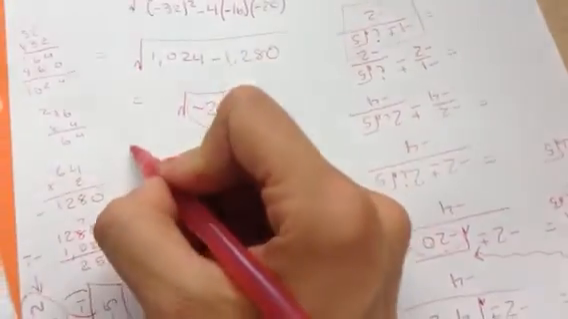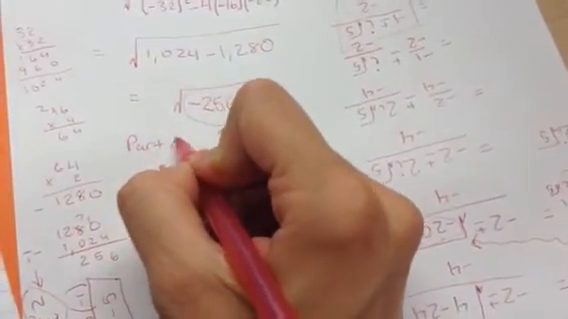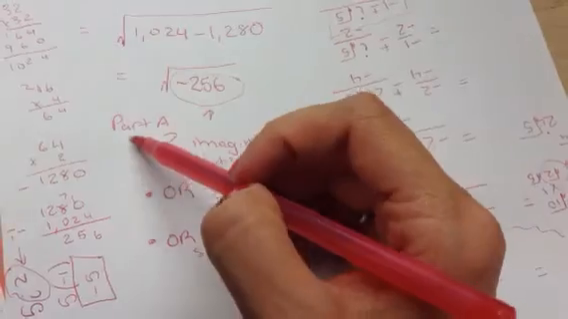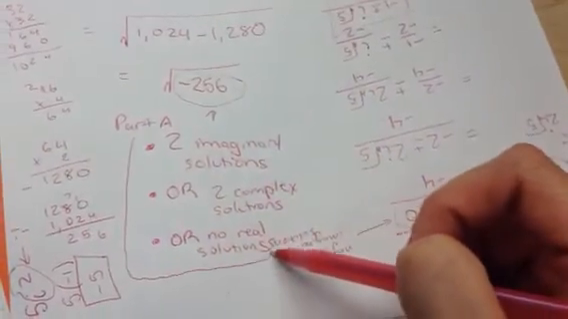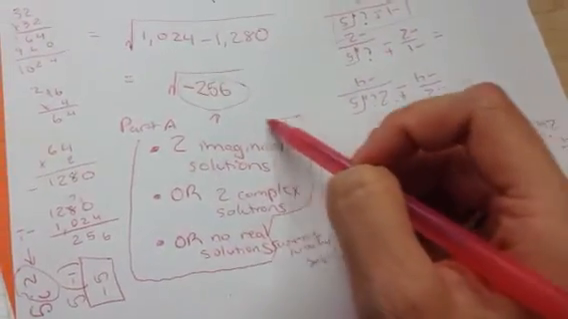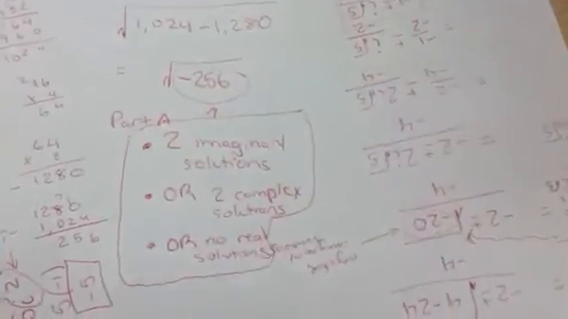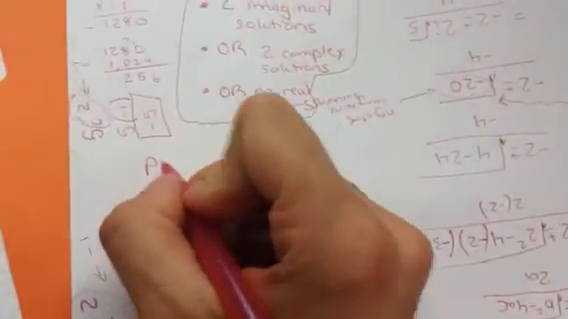So this was part A. You didn't have to write all three of these. You just had to have at least one of them. Sorry, I'm so sloppy.